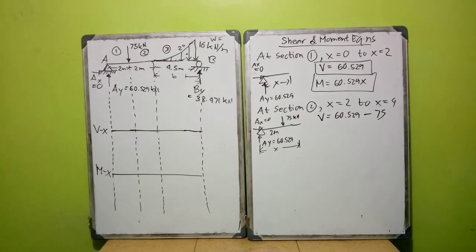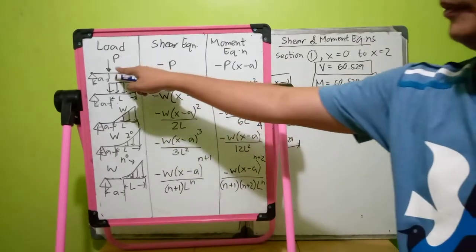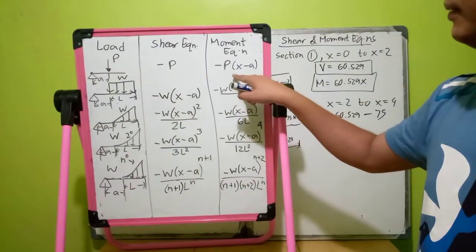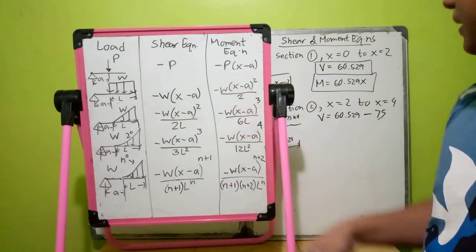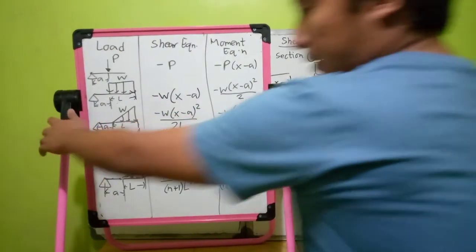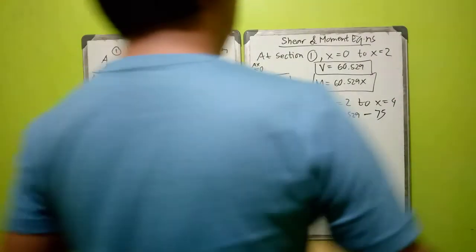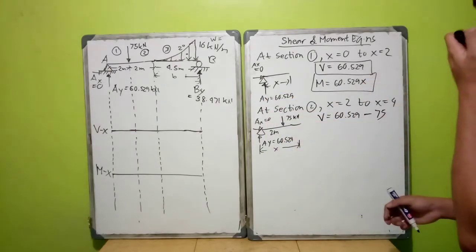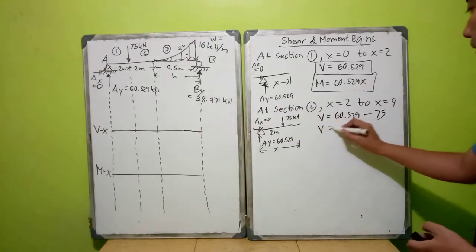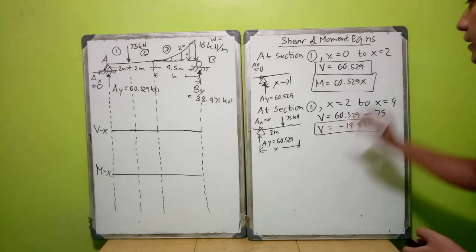do remember these formulas. Okay, for point load, you have negative P, and then moment is negative P times X minus A. Okay, so from that point, so that is negative. So since this is upward force, this is positive. So your V is negative 14.471. So that is the formula of your shear at section 2.